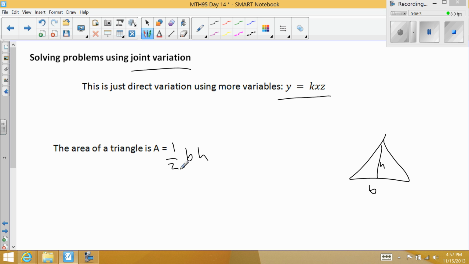The area varies directly with both the base and the height. If the base of the triangle gets larger, the area of the triangle gets larger. If the height of the triangle gets larger, the area gets larger. So you've actually been doing joint variation problems all along and just didn't know it.